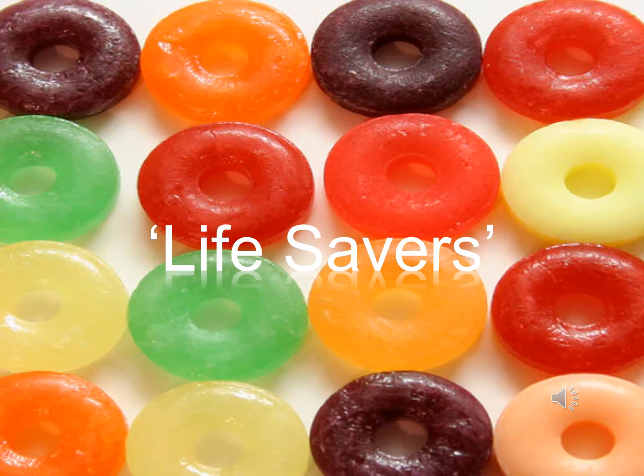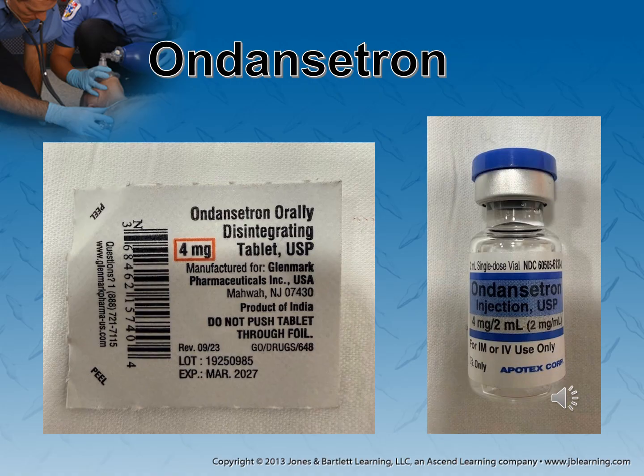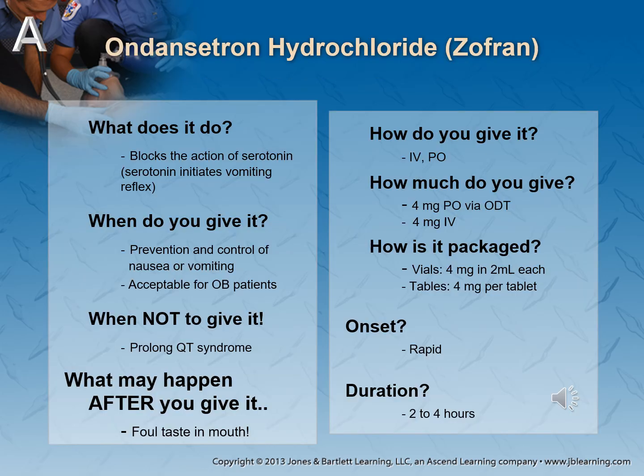Our next category of medications I termed as lifesavers, and you'll see why. Ondansetron. Here's your Zofran. Given at the advanced level, what it does is it blocks the action of serotonin, and serotonin is what initiates vomiting. When do we give it? We want to prevent and control nausea and vomiting in our patients. This is acceptable to give to OB patients as well.